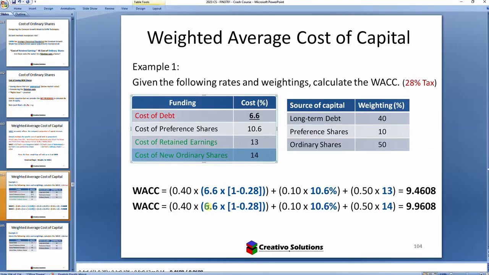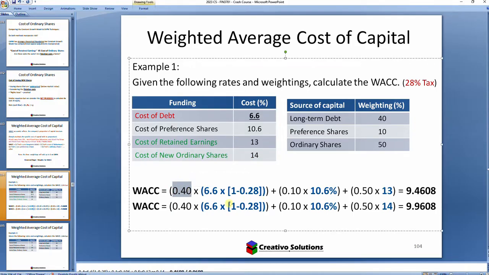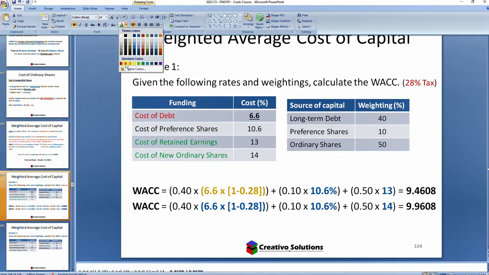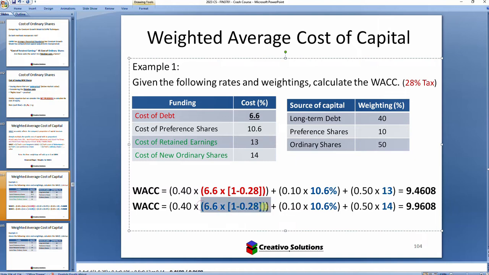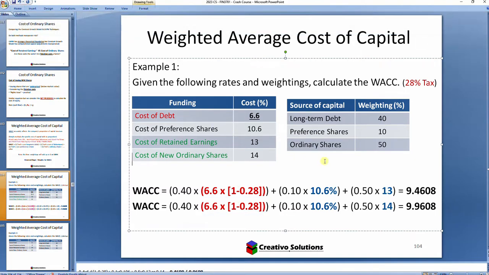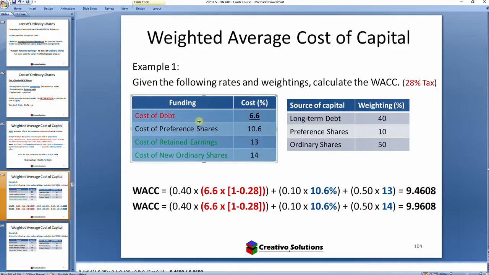If I have retained earnings and I've got it as a source of capital, then I would definitely have to show the working. But have a look at it. It's just the weighting times the cost. The only cost that you have to take tax out of is the cost of debt. That's the only one. All the others were given in the question. Sometimes it's not given. Sometimes you need to calculate it. That's why I'm saying these costs, if they're not given, then you have to go back to those previous slides that we just looked at.